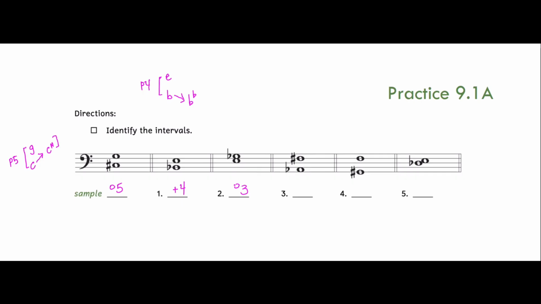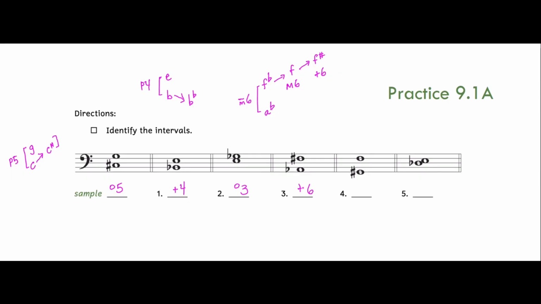Number 3. We're going to use the key signature of the bottom note. So let's say we use the key of A flat minor, because A flat minor is easy in that everything has a flat. So A flat to F flat would be a minor sixth. So we can write 6 here. If we raise F flat to F natural, that makes it a major sixth. The F here is actually an F sharp, so we're raising it again. So that makes this an augmented sixth.